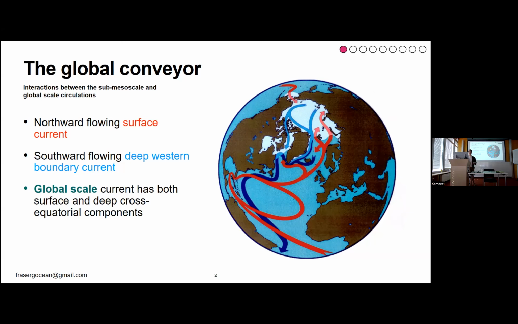Then at the high latitudes, we get deep water formation as a result of buoyancy forcing, and then we get this return flow in the form of a deep western boundary current. And this also has a cross-equatorial component. So the AMOC crosses the equator in both its surface and its deep limbs. Understanding how it does that is really important for understanding interhemispheric water exchange in the Atlantic.